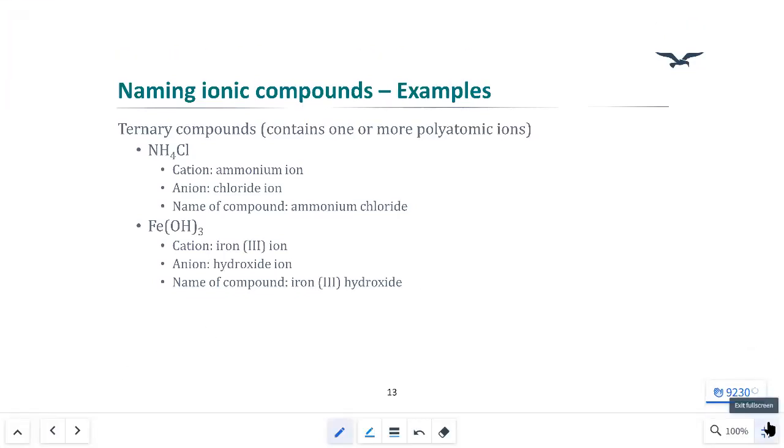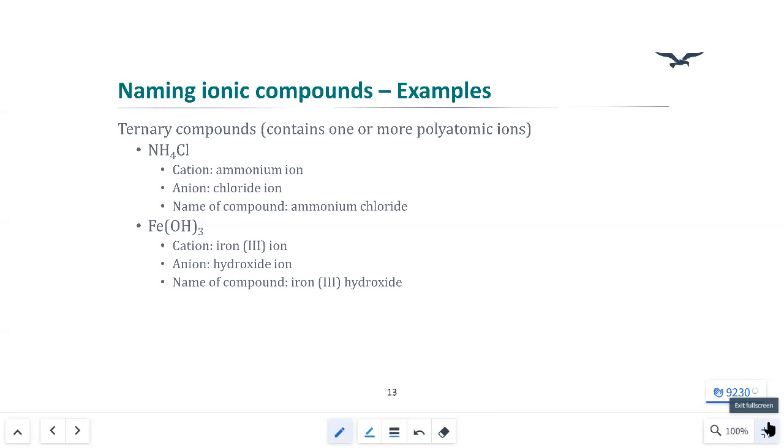If we start to throw in polyatomic ions, it just becomes a recognition of those ions. NH4, I have to recognize that that's the ammonium ion. So NH4Cl, I've got the ammonium ion, I've got the chloride ion. The compound's name is ammonium chloride.